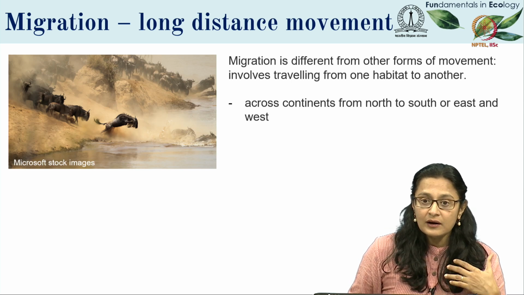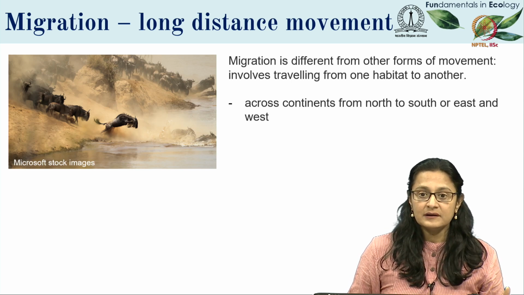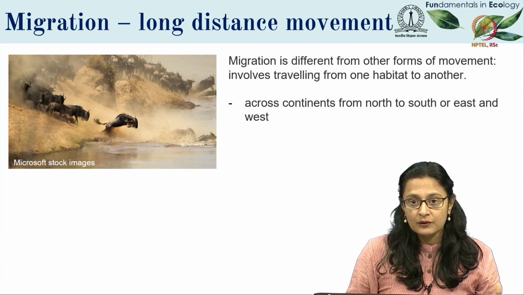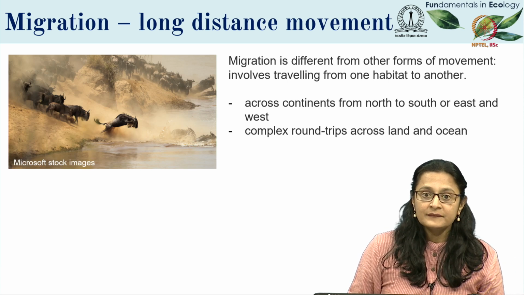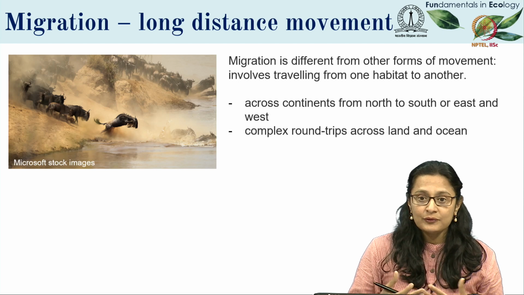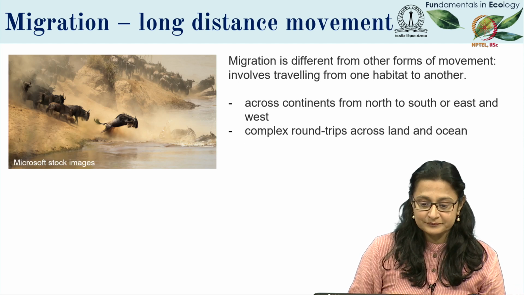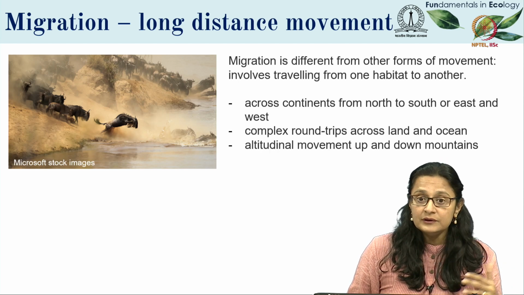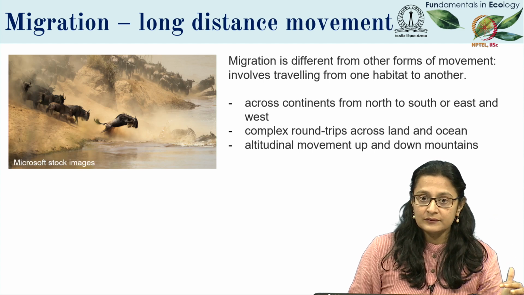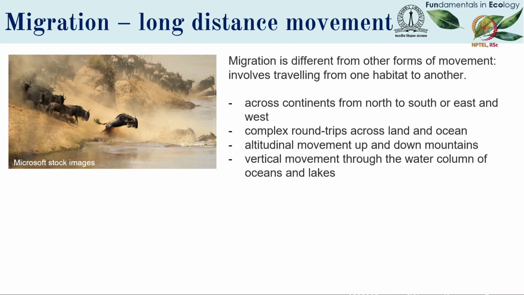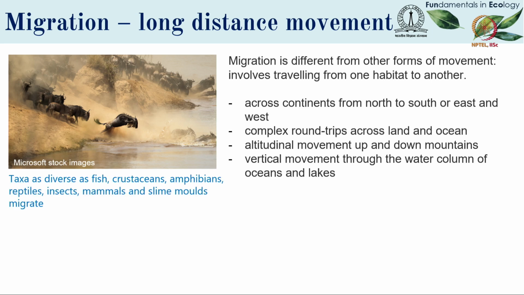So it can be across really large distances, like across continents from north to south or east to west. It can be complex round trips across land and ocean. It could be altitudinal movement up and down mountains. It could be vertical movement through the water column of oceans and lakes. And taxa as diverse as fish, crustaceans, amphibians, reptiles, insects, mammals, and even slime molds migrate.